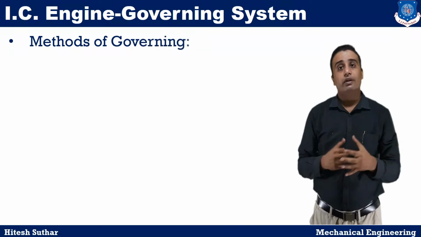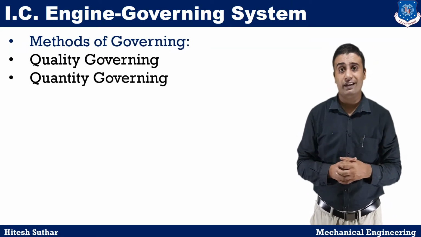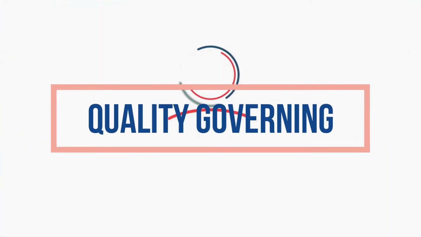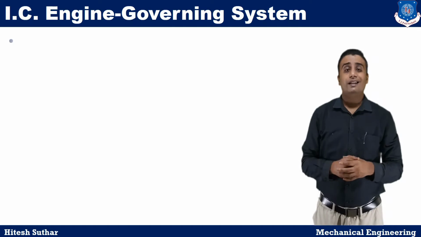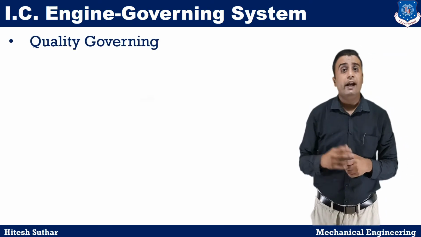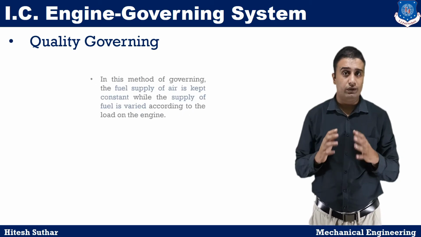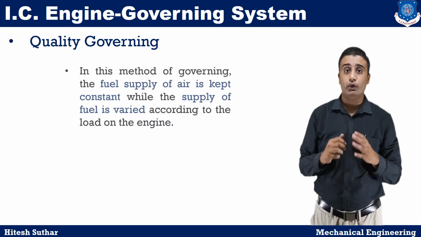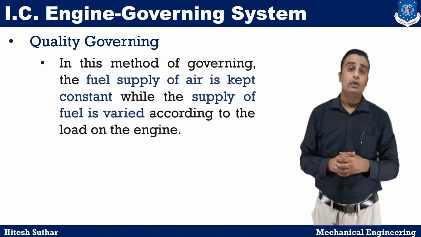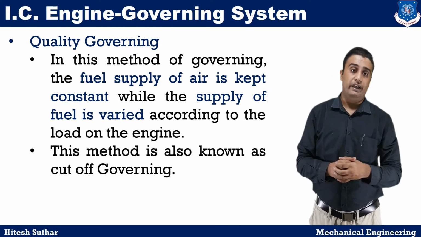Now let's discuss about its methods. First, quality governing, second, quantity governing, third is hit and miss governing. Let's start with the first method of governing, that is quality governing. In this method of governing, the supply of air is kept constant while the supply of fuel is varied according to the load on the engine. This method is also known as cutoff governing.